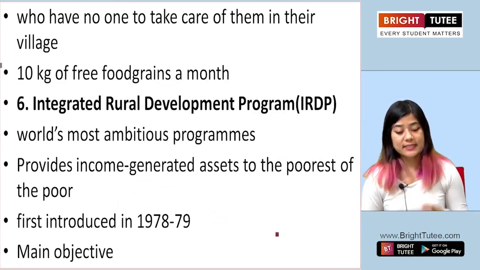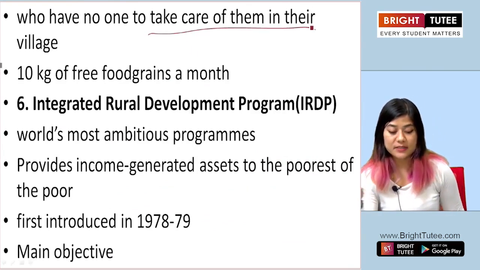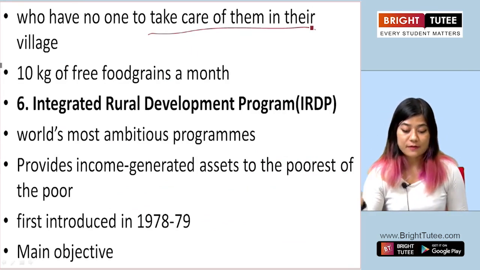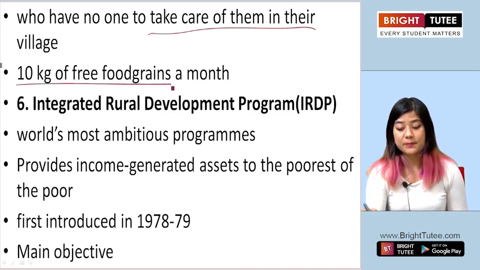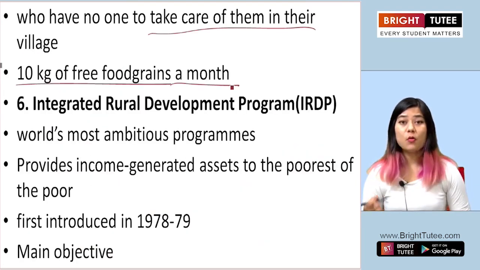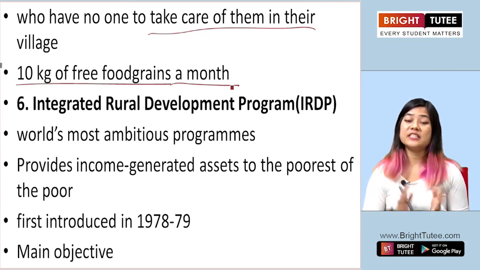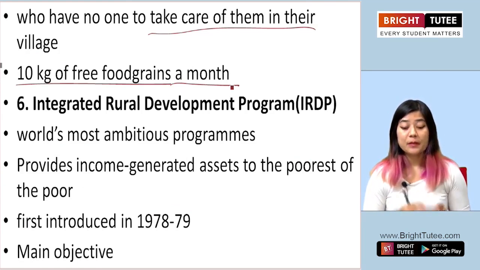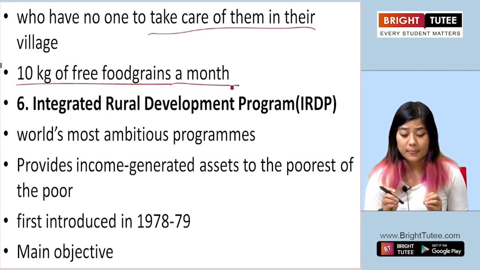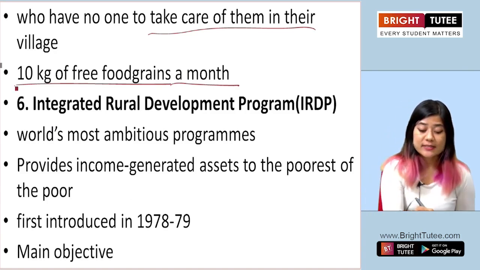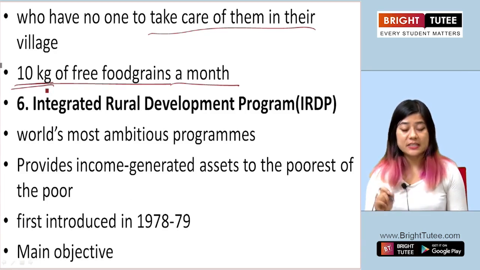So these old citizens have to be those who cannot take care of themselves in their villages, and they are given 10 kg of free food grains per month. In the National Old Age Pension Scheme, a sum of rupees 200 per month was given to the senior citizens. But in this Annapurna scheme, food grains amounting to 10 kg were given for free in a month to each senior citizen.